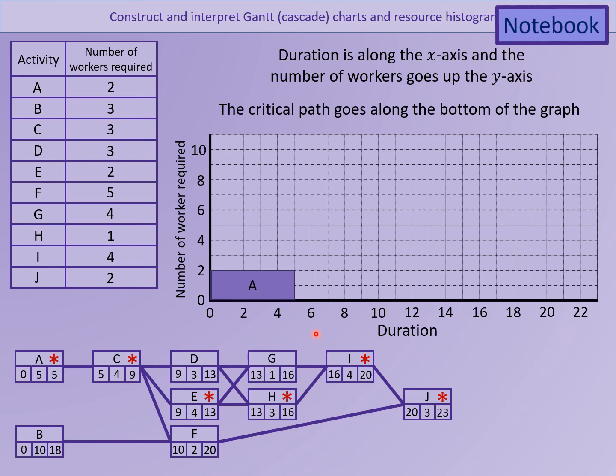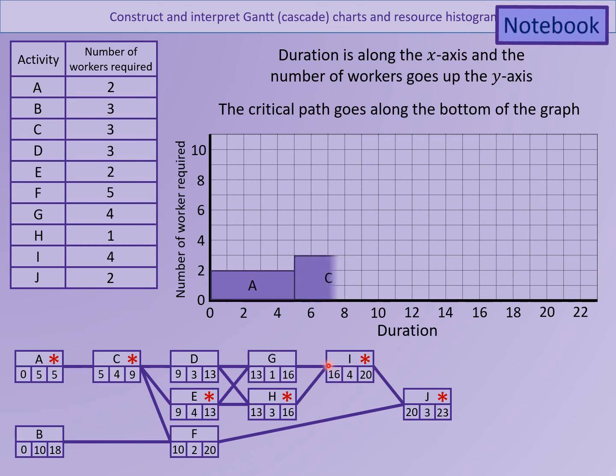Now I could do the other activities like activity B like I did before, but what's a good idea to do is always to draw those critical activities along the bottom. This is why sometimes people do it with their Gantt diagrams, right? But certainly with a cascade diagram, it's a good idea to put the critical ones along the bottom first.